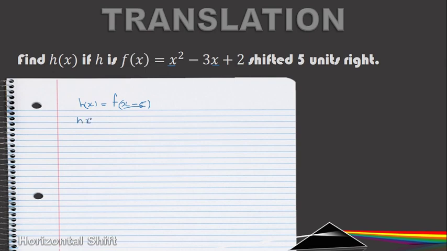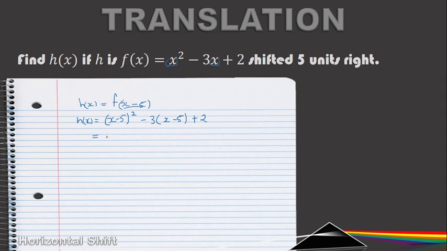So h of x is equal to, instead of x, I'm going to replace it with x minus 5, and then that's squared, minus 3, and then in place of x, I'm going to replace it with x minus 5, plus 2. So to simplify this, we can expand these brackets. Be careful not to just take the 2 into each of these terms. That's a common error.